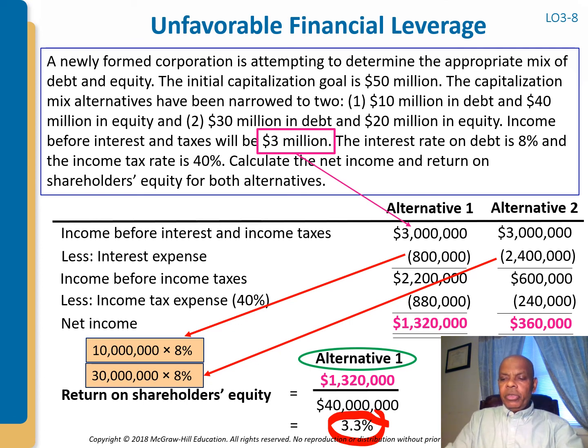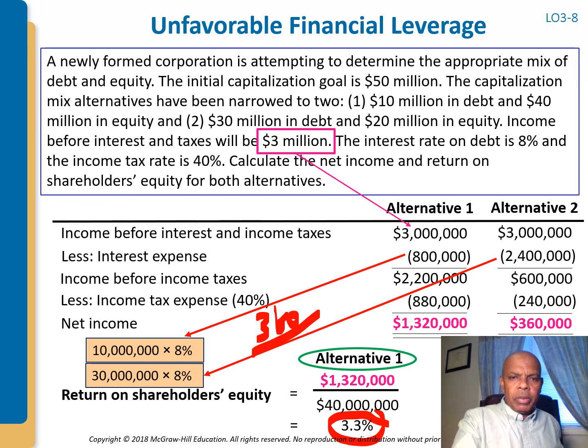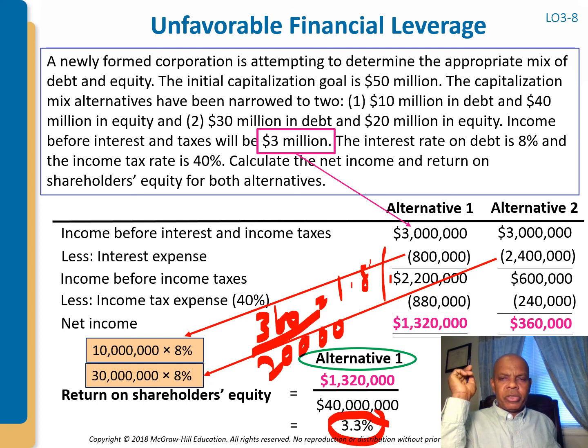If you go to 360,000, divide by what? Divide by 20 million, right? 360 divided by 20 million. What do you get? 1.8. It's a very low percentage, right? Now, in this case, you get 360 divided by 20 million, gives me 1.8% of shareholders' equity, return on shareholders' equity.